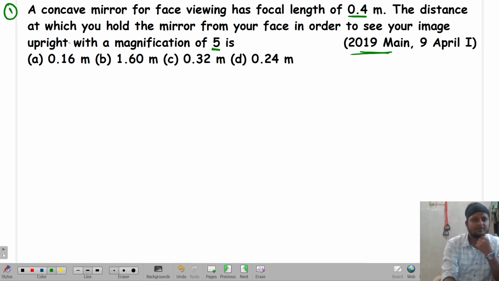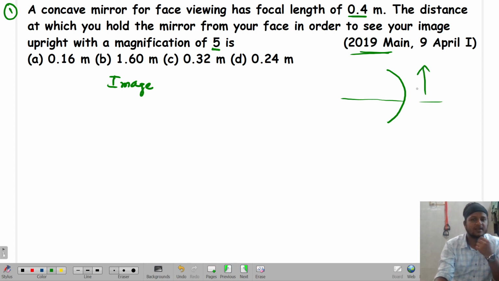So upright means what? If your image is formed upright, the magnification is going to be equal to how much? Tell me. For a concave mirror, the image is always formed upright when it is forming a virtual image. So the image is upright.